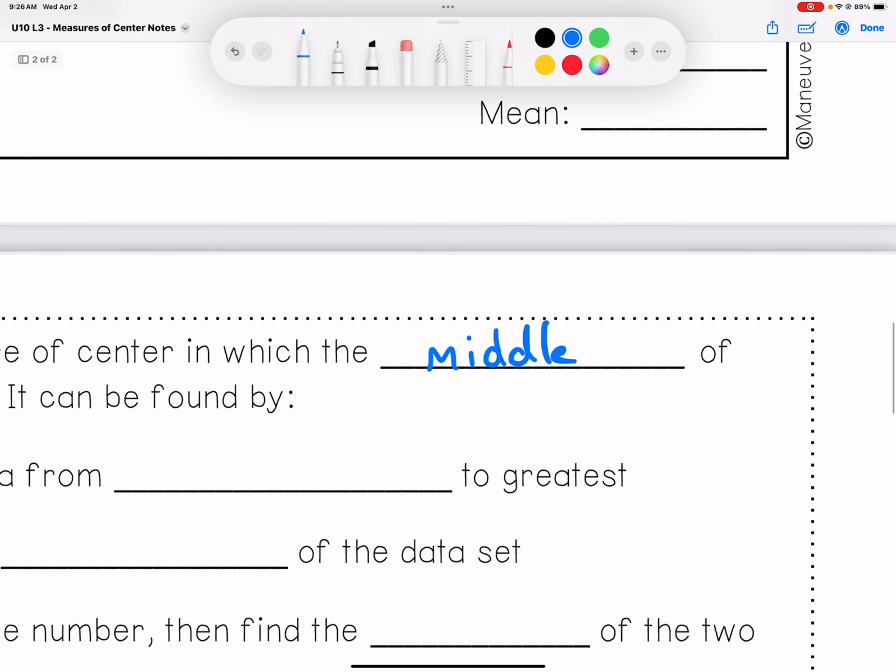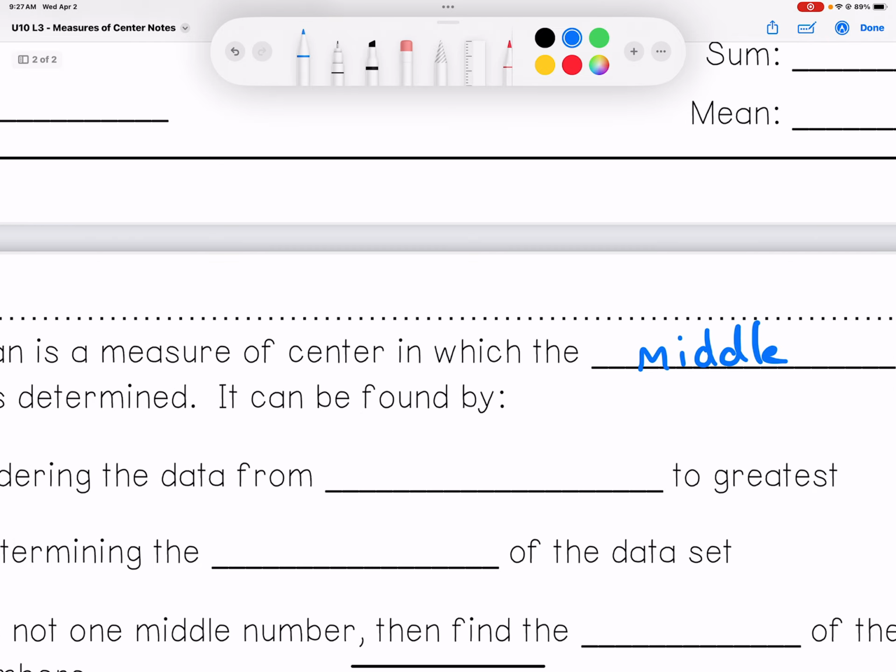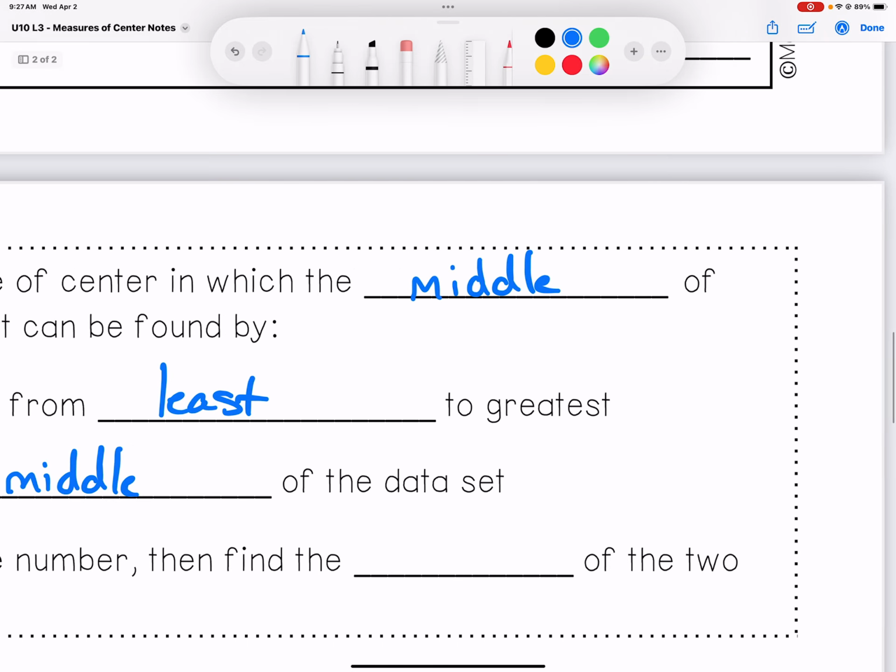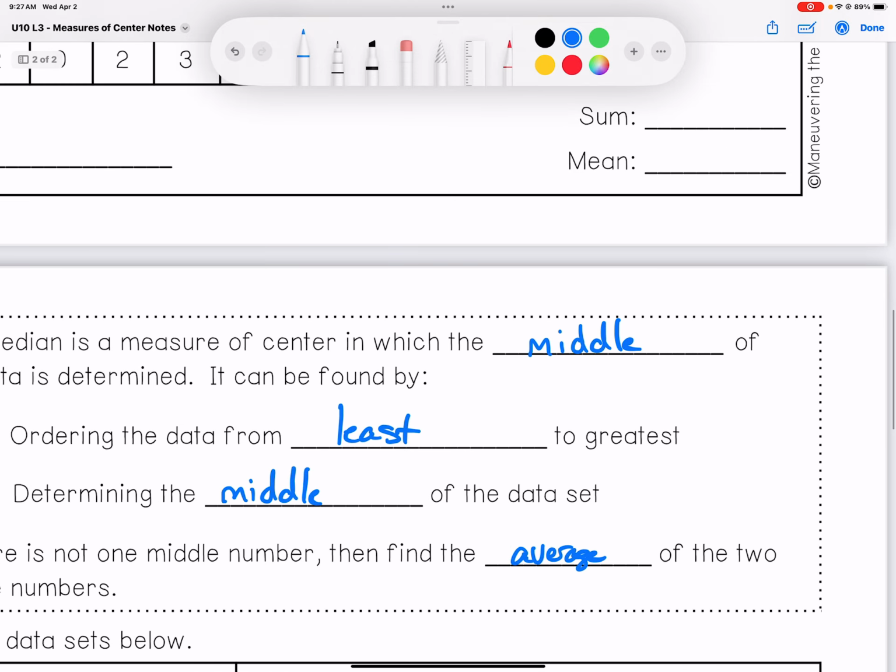All right, the middle of the data is determined. It can be found, got to do this every time, by ordering the data from least to greatest, and then determine the middle numbers. It could be more than one number. If there is not one middle number, then you're going to find the average of the 2 middle numbers. There will either be 1 or 2. If there's 2, you find the average of those. If there's 1, it's that number.